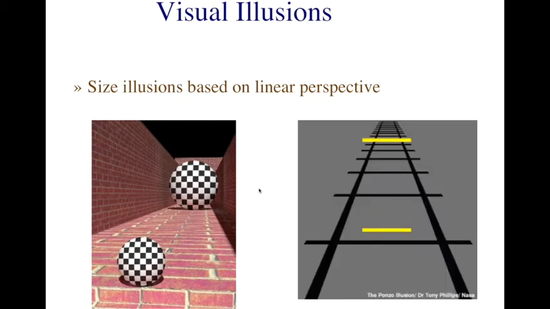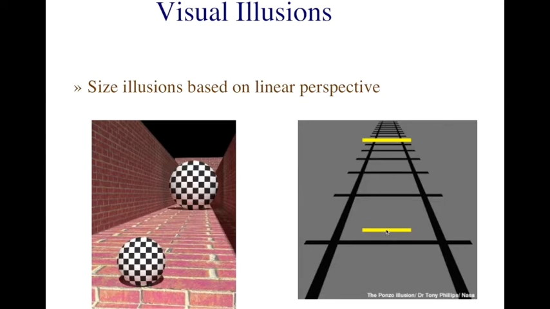It also explains the Ponzo illusion. This is a classic visual illusion. Most people find the top line to be longer than the bottom line when in fact they're the same length. But there's linear perspective in these railroad tracks that make the top line appear to be further away than the bottom line.